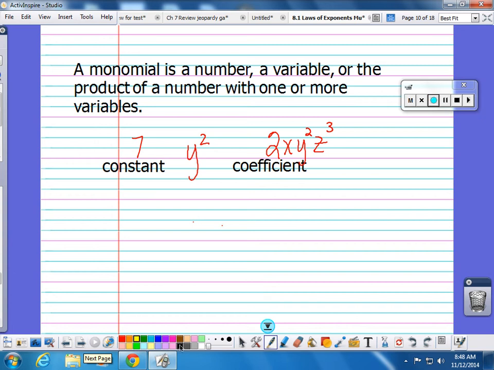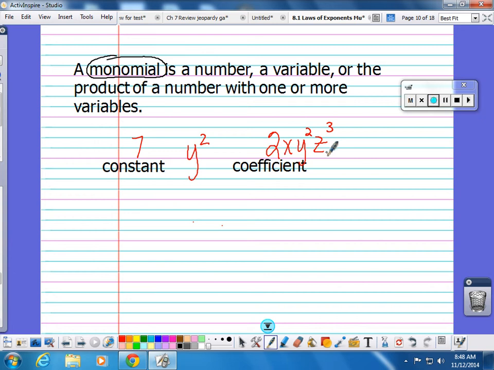A monomial is a number, a variable, or the product of a number with one or more variables. For example, 7 is a monomial, but because it does not have a variable with it, we refer to it as a constant. It is a constant monomial or a constant term. You might hear the word term used in place of monomial. Y squared, just a variable by itself. Even though it has the exponent of anything, it's still a monomial. And then this 2xy squared z to the 3rd is a monomial.